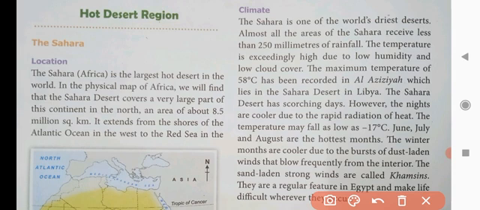The temperature is extremely high due to low humidity. It means that if there is no rainfall, the temperature must be high, and low cloud cover. If there is no rainfall, there shouldn't be a cloud. The maximum temperature of 58 degrees Celsius has been recorded. It means the highest temperature is up to 58 degrees Celsius.